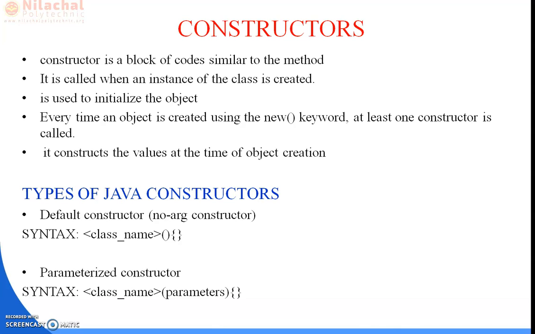In a Java constructor, the constructor name must be the same as the class name. But in a method, the method name may or may not be the same as the class name.